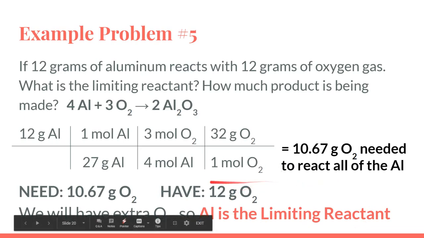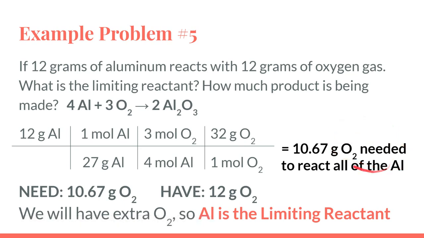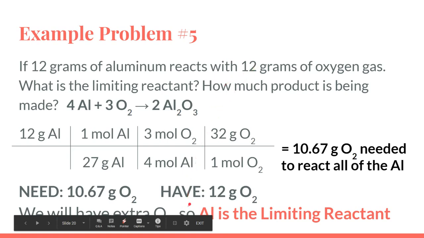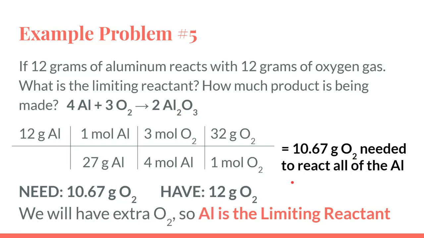So I always go through my reaction stoich, find how much reactant I need, and then I write it out in this way. I need 10.67 grams of oxygen to react all of the aluminum. From the problem, it says that I have 12 grams of oxygen. And I always thought of this like money.